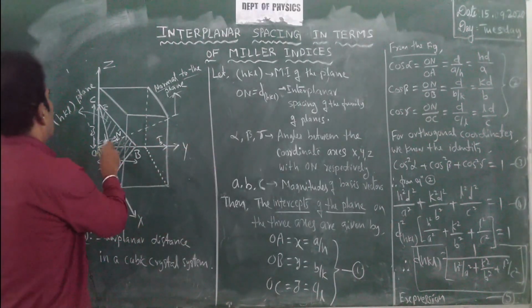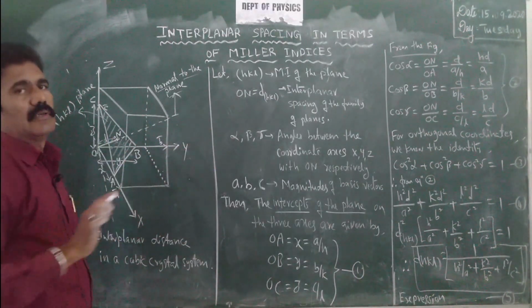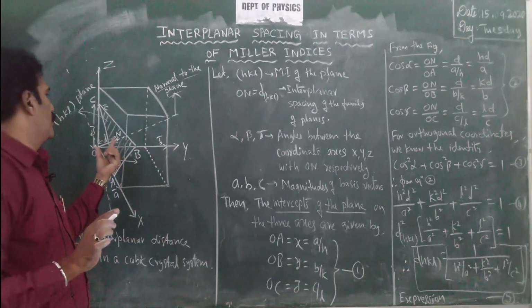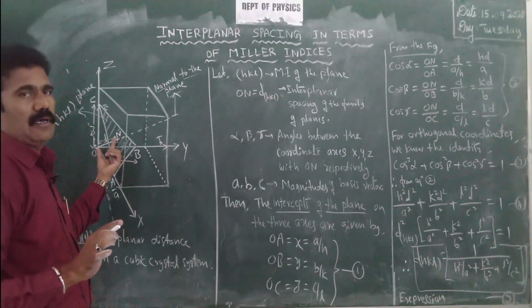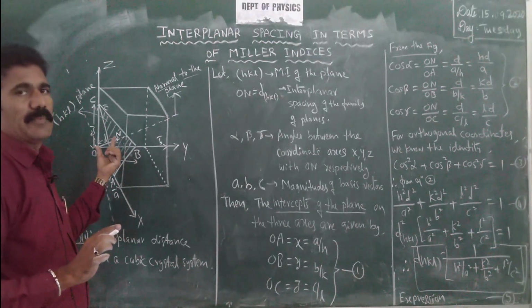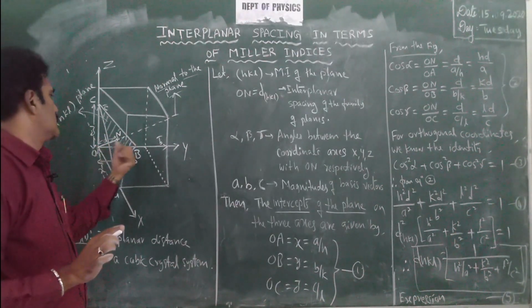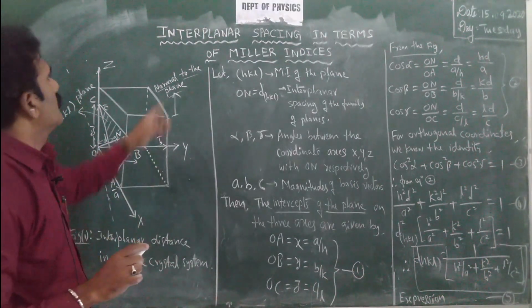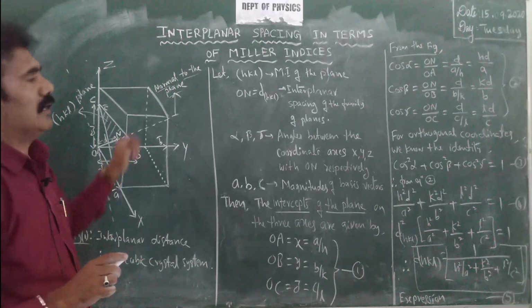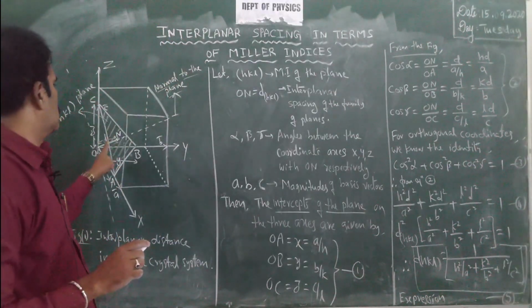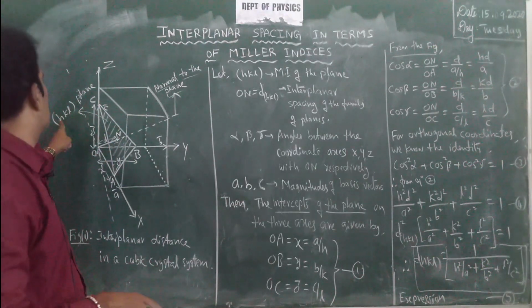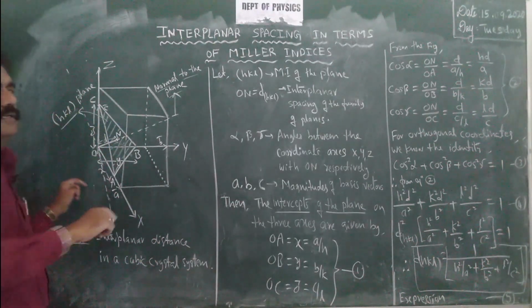So here ON is the perpendicular distance, and it is represented as small d. ON is the interplanar spacing, or we can say the perpendicular gap between the two consecutive planes in the set of parallel planes. Now our aim is to find the value of d, that is the interplanar spacing, in terms of Miller indices. So the Miller index of this plane is represented as HKL in general.